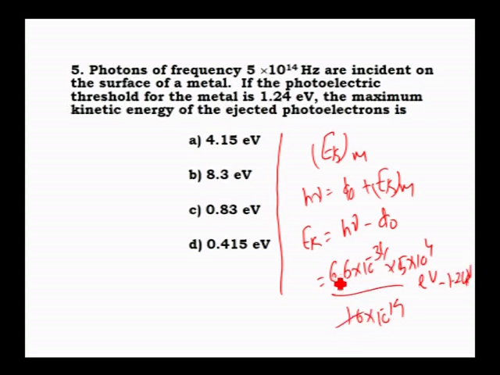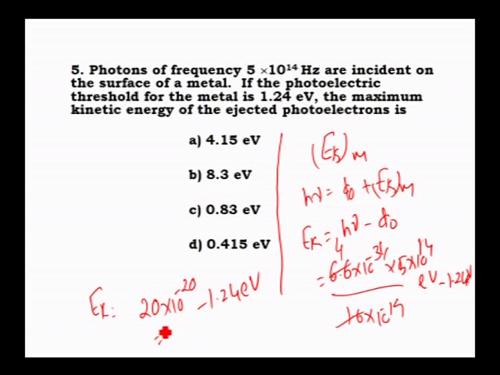Simplify this. Approximately 4 times cancel. Correct? 16 4s are 64. 1.6 into 4 is 6.4. 5 into 4 is 20. Correct? It is 5 into 10 power 14. Then that value of kinetic energy will be 5 4s are 20, 20 into 10 power minus 20, minus 1.24 electron volt. Correct?